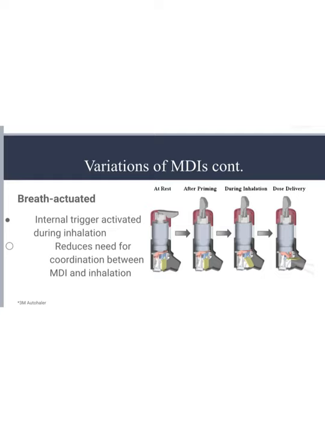So this is an example of a breath actuated MDI. As you can see up here at rest, this is the trigger. So you'll prime it, and this will allow this green piece to be triggered when a patient inhales. So it'll be activated during inhalation. Once they create that flow, you can see that this green flap moves, and as it goes up, it's delivering that dose of medicine. So this would be good for a patient who has a hard time coordinating between the MDI and inhalation.